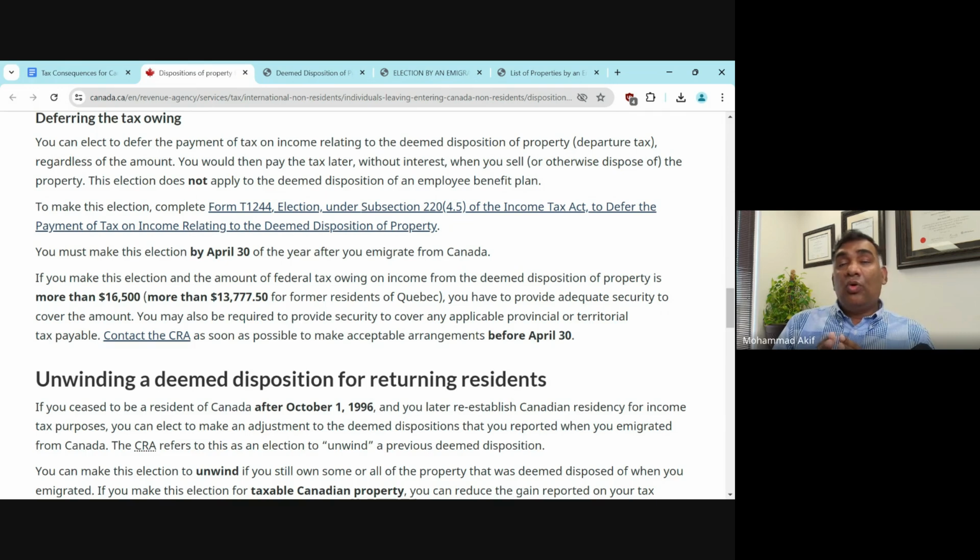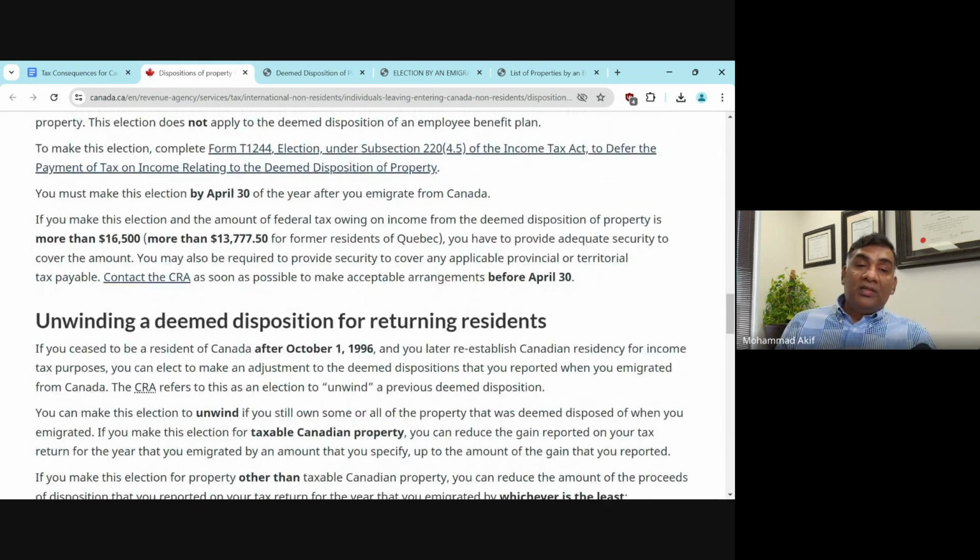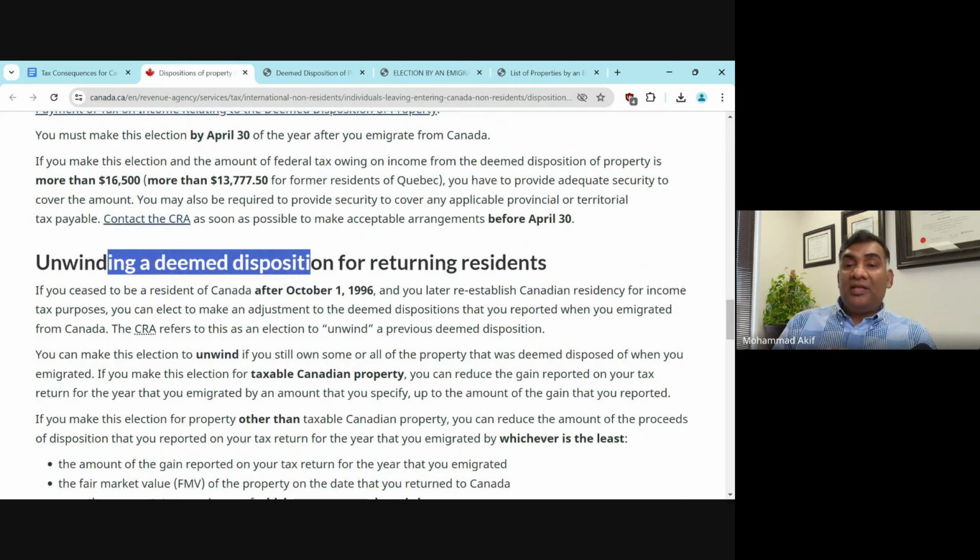Make sure that if you do owe more than 16,500, and you don't have the money to pay, you do take that election. It is a lengthy process, because there's a special department that goes with it, where they determine how this security is going to work. It takes a little bit longer. I've seen cases where it goes to 4 to 5 months once you file the return, and sometimes longer. Again, if you do come back to Canada and you reestablish yourself, we do have an election on unwinding the deemed disposition, and there's more detail to it.